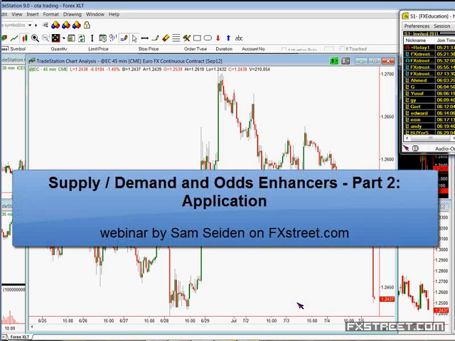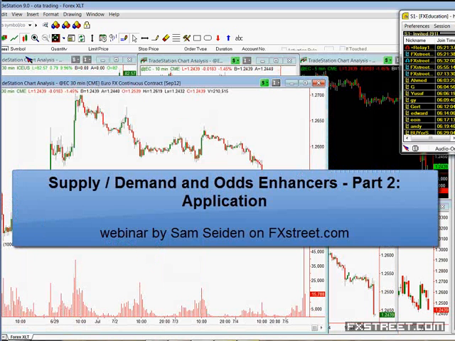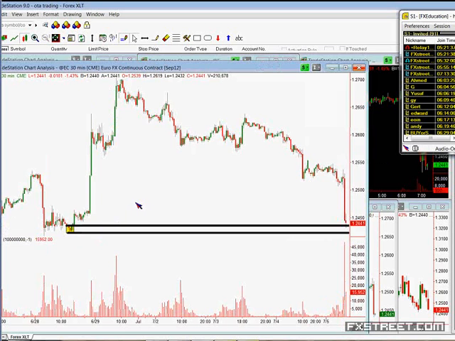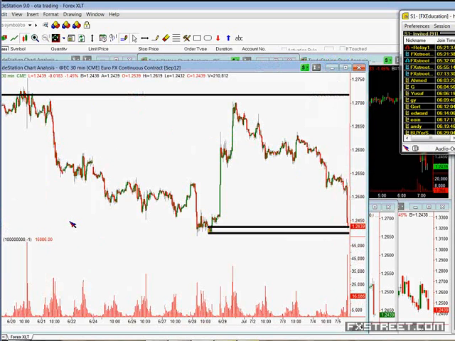All right, let's take a look here. So there's the 45-minute chart. Let me blow up this 30-minute chart here. Okay, so that's kind of the area we're looking at. This area is not exactly a fresh area.